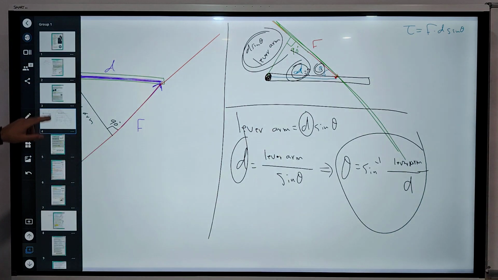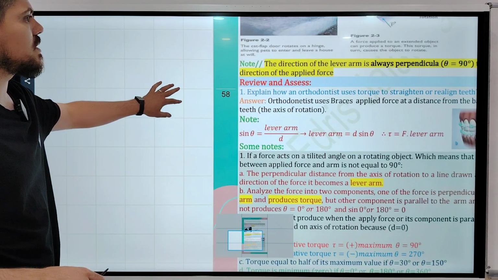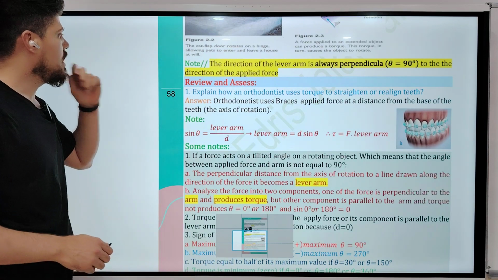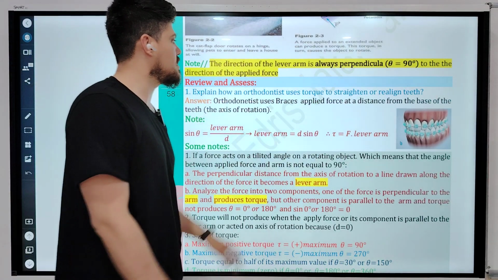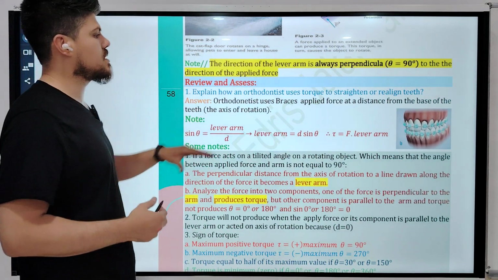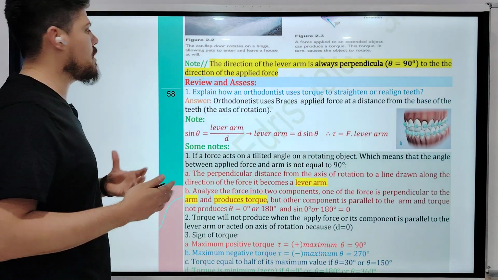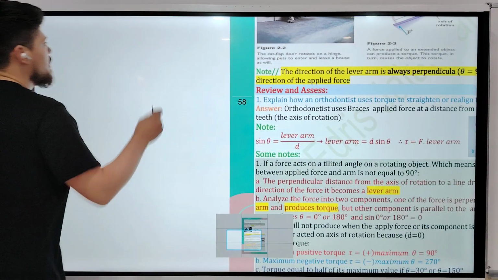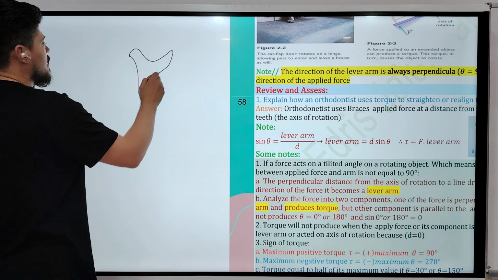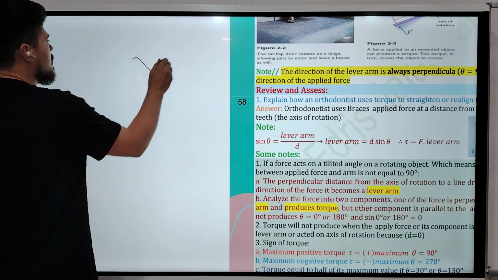Let's go to another page about the questions related to the torque. Question 1 in the chapter review. Look at this question. Explain how an orthodontist uses torque to straighten or realign the teeth. The orthodontist uses braces, applying the force at a distance from the base of the teeth. Let's say, this is not like the teeth.